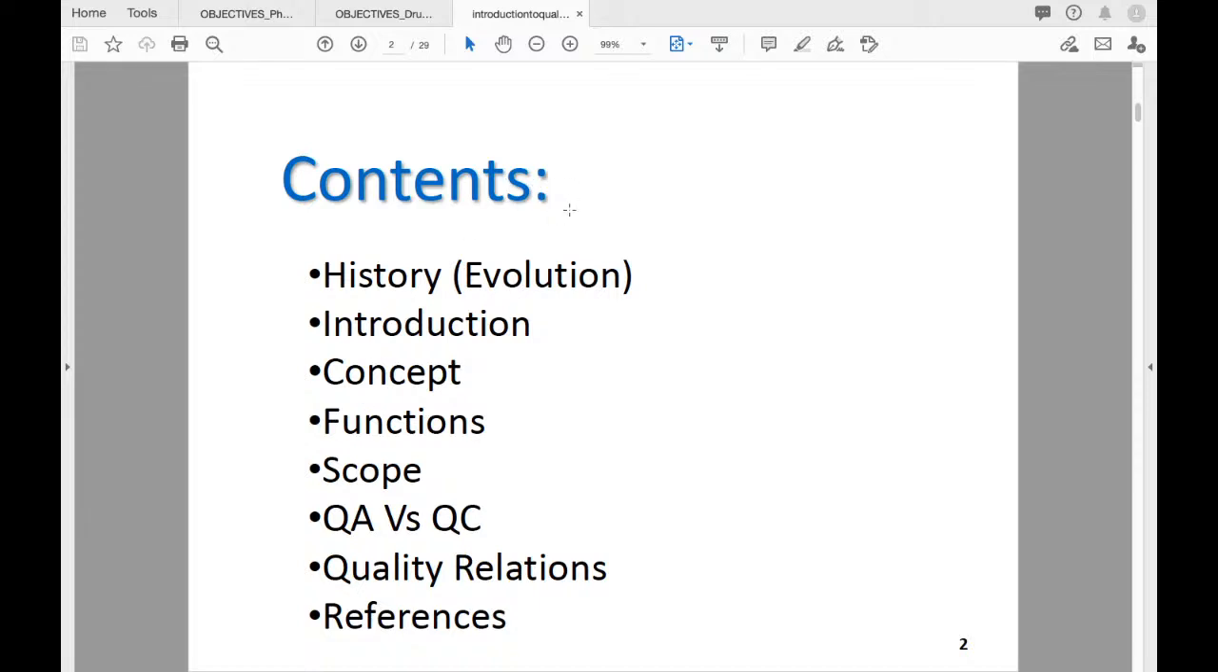In this introductory part of quality assurance and quality control, today we will be discussing basically the history, introduction, the concept, function, scope, difference between QA and QC, quality relations, and hence the references.